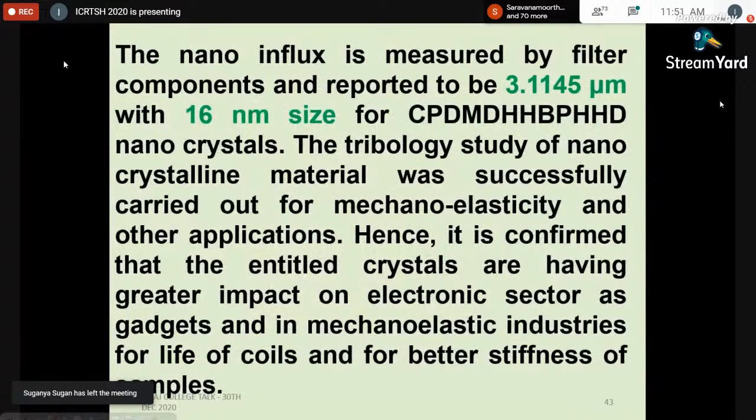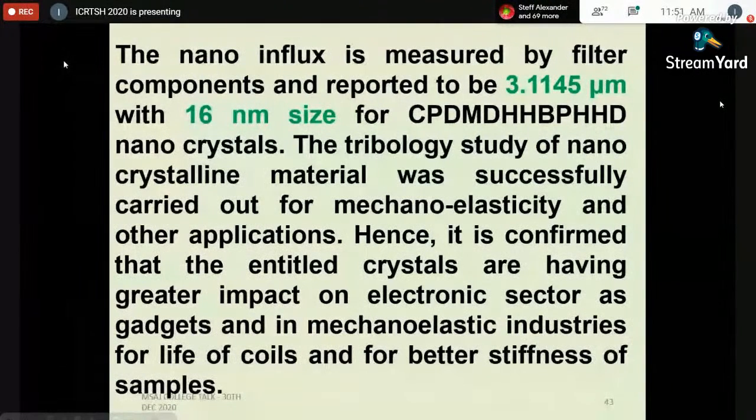Yeah, the nano influx is 3.1145 for the 16 nanometer size of the CPD crystals. The tribology study was successfully carried out for mechanoelasticity and other applications. It has a greater impact based on the influx in the electronic sectors, and the tribology effect for the mechanoelastic industry, for life of coils based on that stress and for better stiffness of the samples, could be identified. Next slide, please.